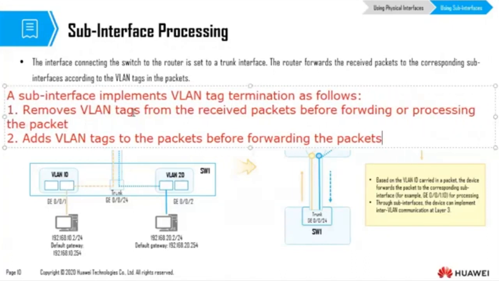So first remove, then process, then forward. After that, the outgoing interface will add a VLAN tag before forwarding it back to the switch. So that's how sub-interfaces process in order to support inter-VLAN communication. Okay.